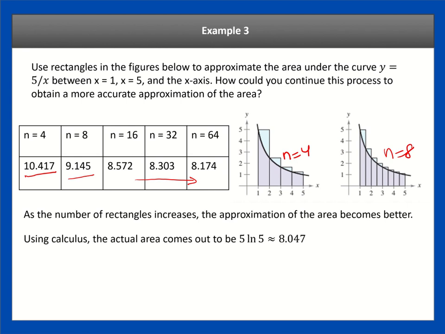Using calculus, we can actually get the exact area to be 5 times the natural log of 5, which is about 8.047. That's what the area should come down to. But we were pretty close, right? If we had 64 rectangles and we continue that process, we get pretty darn close to that area. And we'll talk about it when we get to this calculus lesson for finding area under the curve. We'll be able to get the exact area just like that.